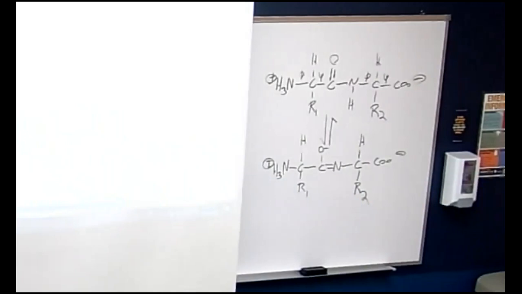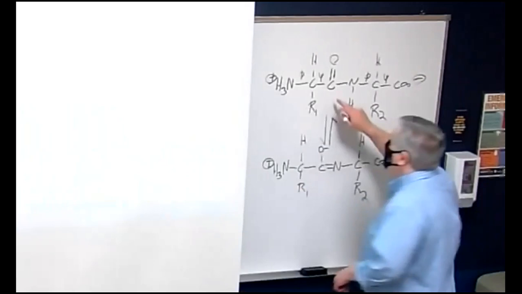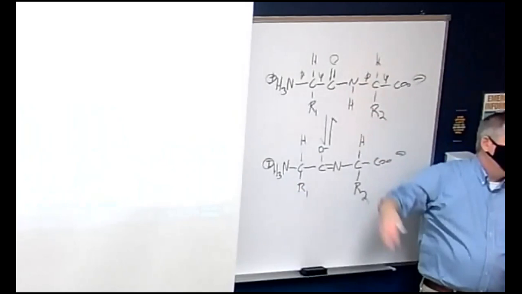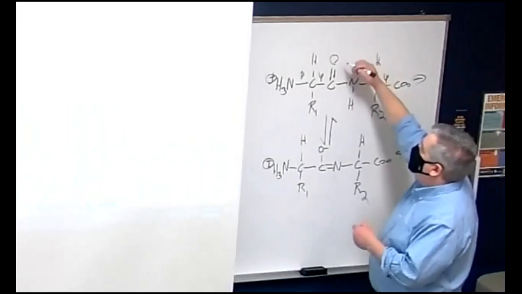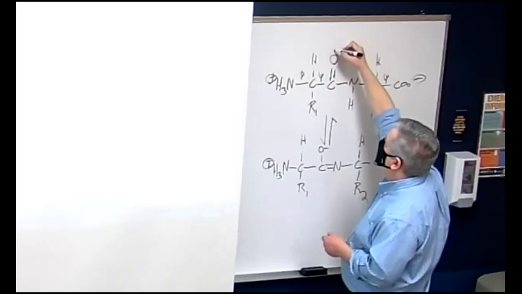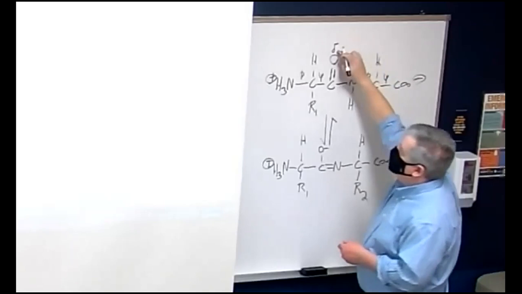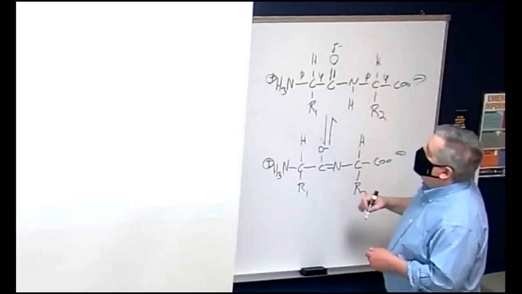So let's look at this carbonyl. So we already know that there's a difference in electronegativity between the carbon and the oxygen, right? So that's going to put a partial negative charge on this oxygen atom. And the way we denote that is the Greek lowercase letter delta and a minus. Okay, delta minus, partial negative charge on the oxygen. Of course, your carbon.